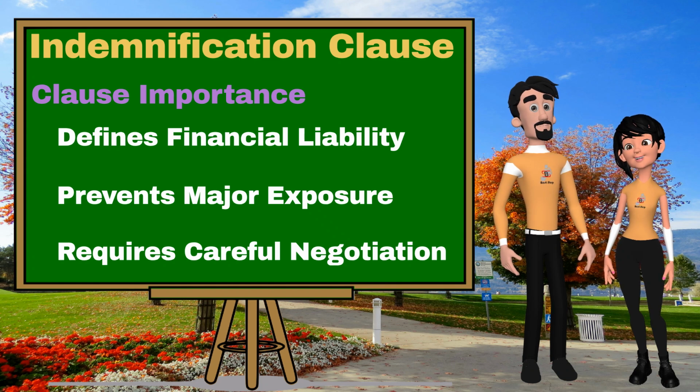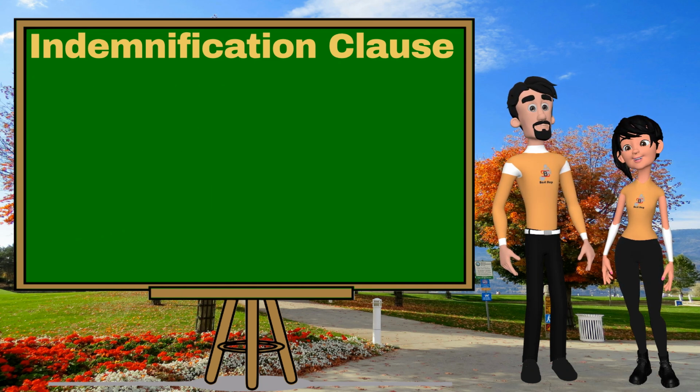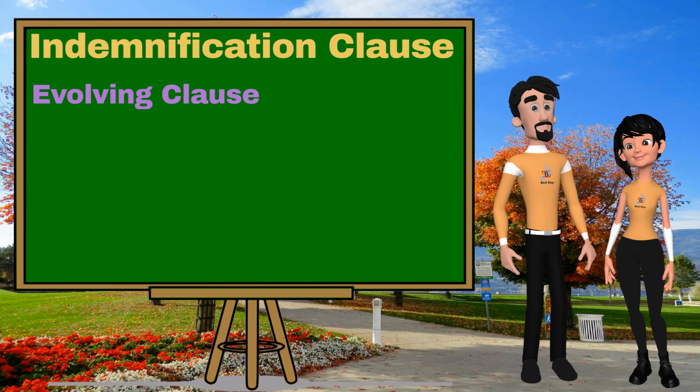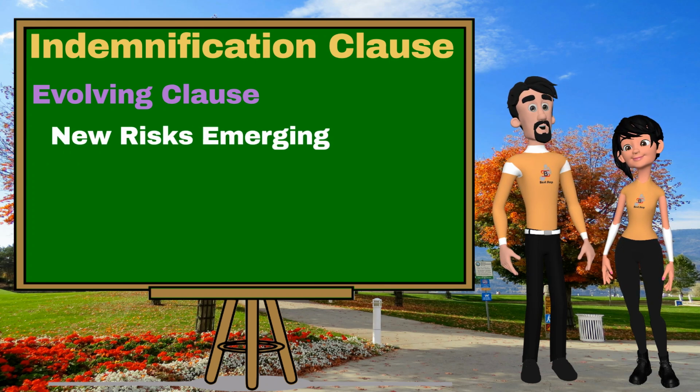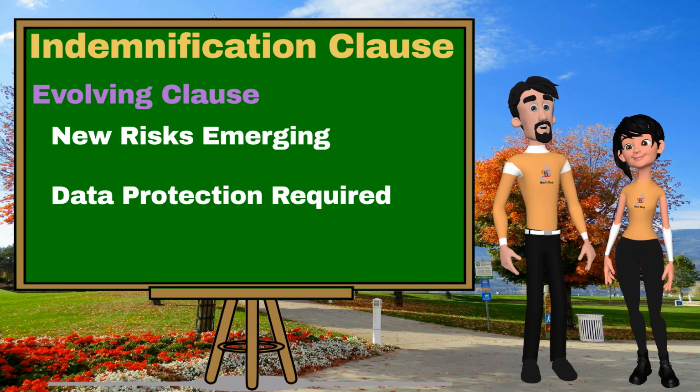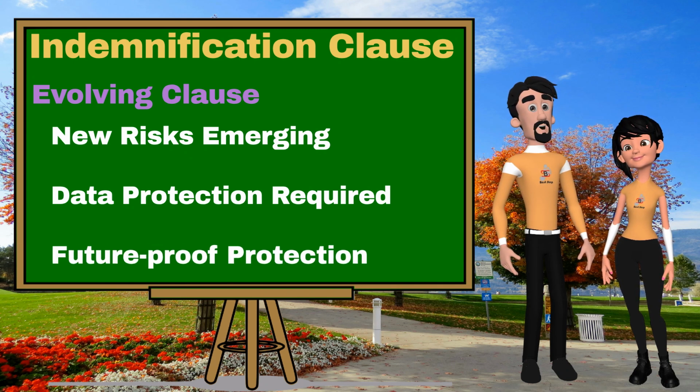With technology changing so fast, do indemnification clauses need to adapt too? Absolutely. As new risks emerge, like cybersecurity breaches, AI-generated content disputes, and regulatory privacy violations, indemnification clauses are evolving too. Contracts increasingly include specific obligations around data protection, liability for AI outputs, and responsibility for compliance with privacy laws like GDPR and CCPA. Future-proofing your indemnification terms ensures you're protected not just against traditional risks, but also against the new liabilities businesses are facing today.